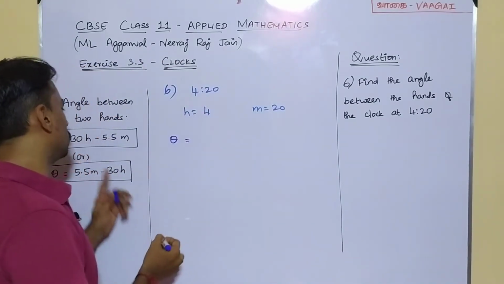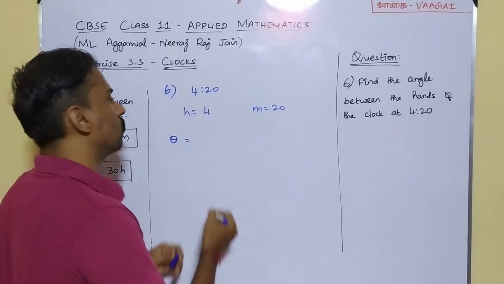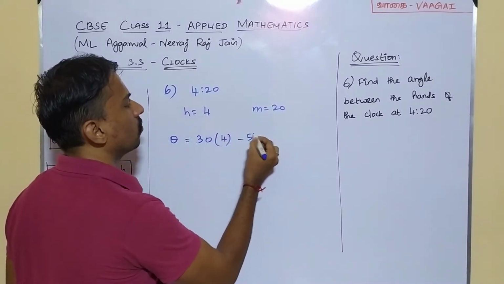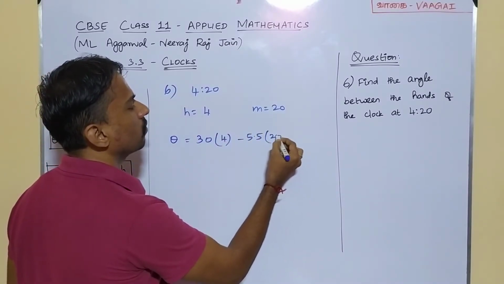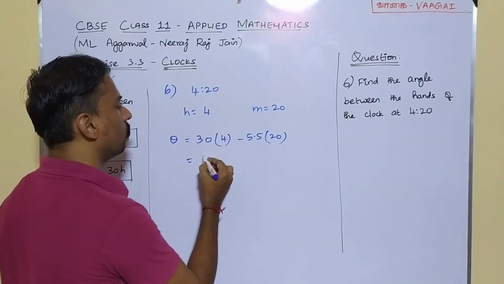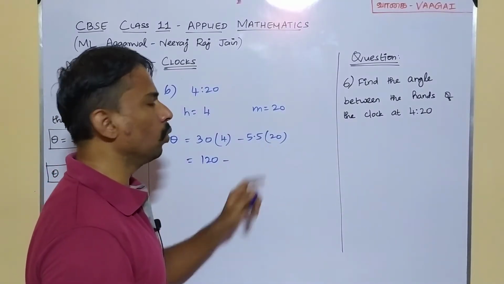So the first formula says theta is equal to 30h minus 5.5 m. We'll have to use the same formula. So when we use it, 30h, so 30 into 4 minus 5.5 into m, so 5.5 into 20. So this will give you 30 into 4, which is 120, minus 5.5 into 20.